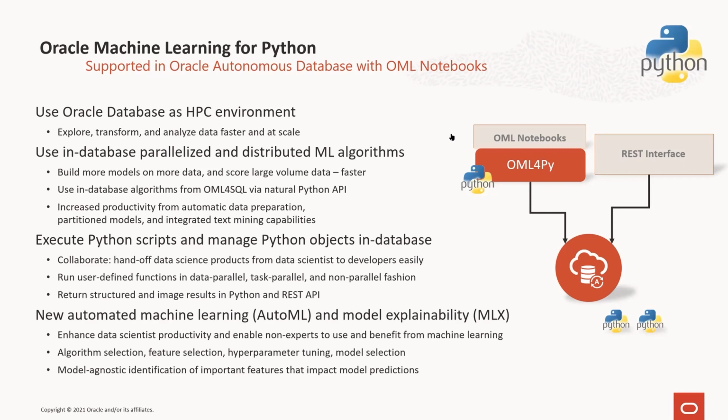Oracle Machine Learning for Python also supports automated machine learning, or AutoML, which not only enhances data scientists' productivity, but also enables non-experts to use and benefit from machine learning. AutoML can help produce more accurate models faster through automated algorithm and feature selection and model tuning and selection. In addition, model explainability, or MLX, provides model-agnostic identification of important features impacting model predictions. AutoML and MLX are core technologies developed by Oracle Labs.